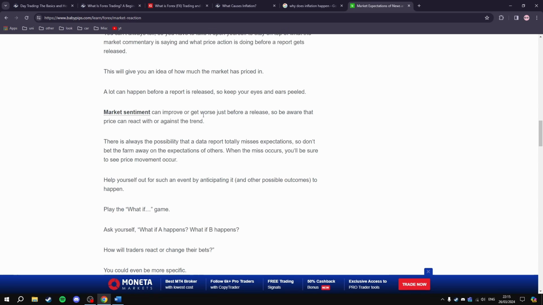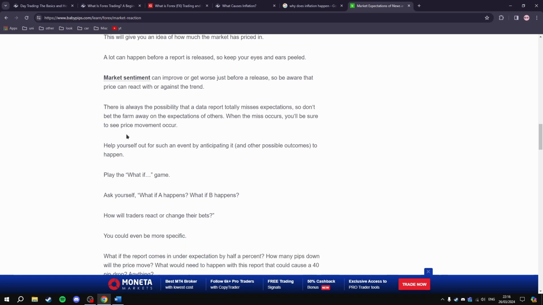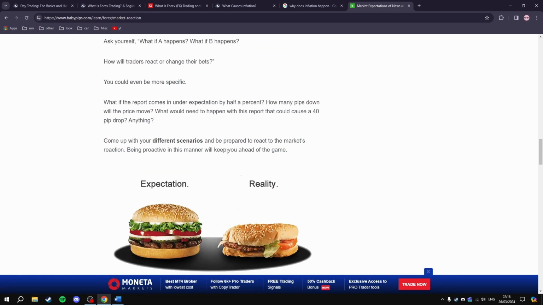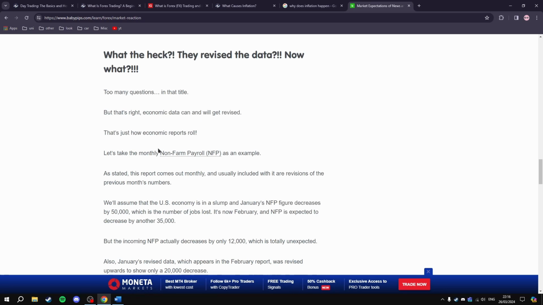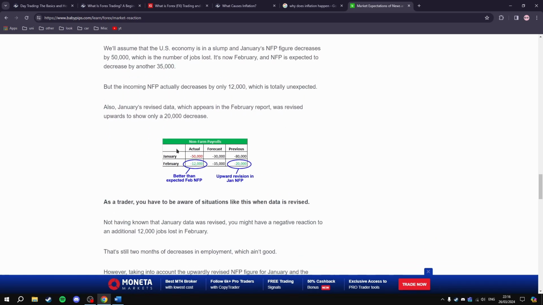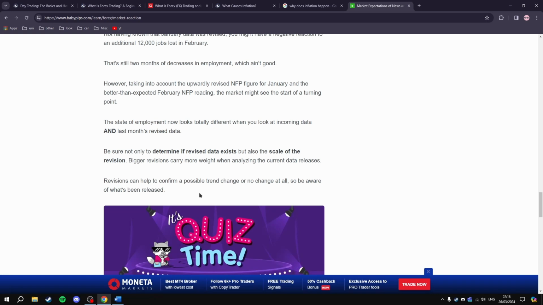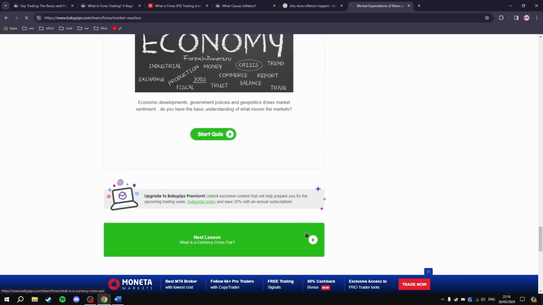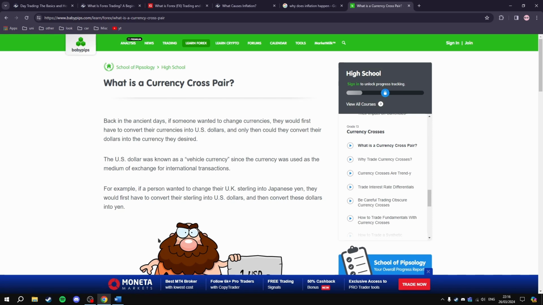Market sentiment can improve or get worse just before a release, so price can react with or against the trends. Expectations and reality: come up with different scenarios and be prepared to react to the market's reaction. Data revision: be aware of data being revised. And we've done the quiz, and now we are on to what is a currency cross pair.